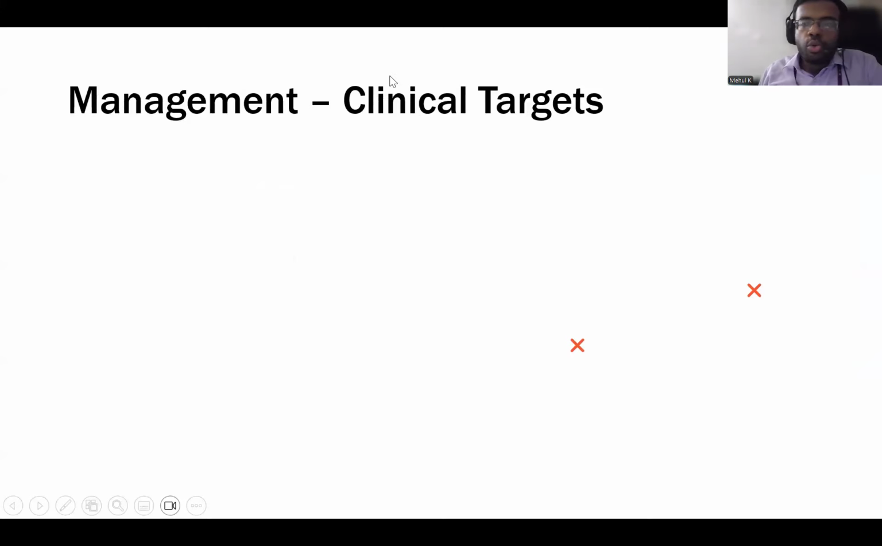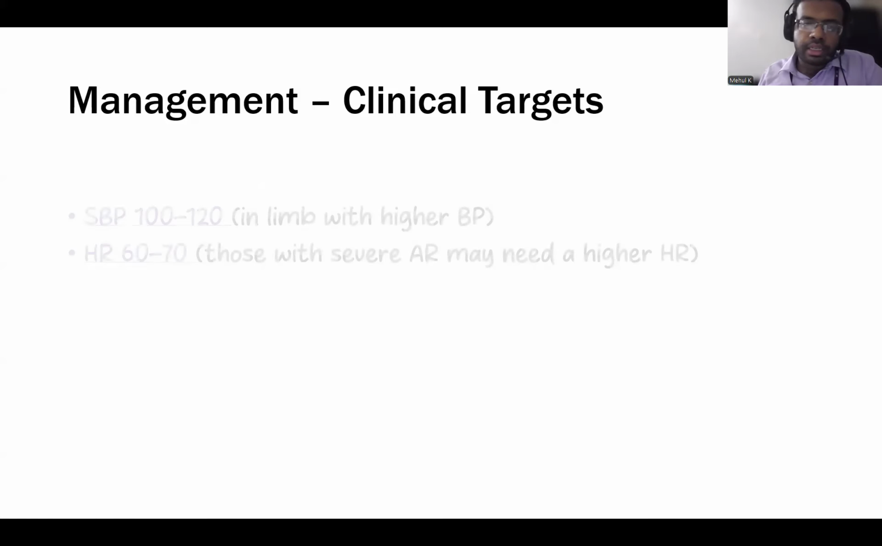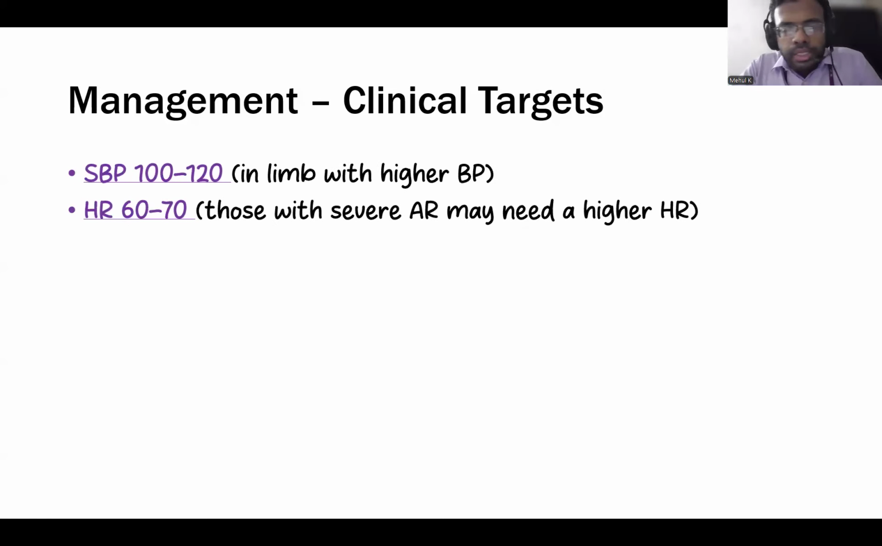Now, coming to management. So we have some clinical targets that you have to be aware of while managing aortic dissection. So you have something called anti-impulse therapy, and you will target a low systolic blood pressure of around 100 to 120 and a low heart rate of less than around 60 to 70. With the caveat that if a patient is having severe AR, and the patient has had AR for some time, maybe they might require a higher heart rate to be clinically stable. But in general, this is what is recommended in patients with aortic dissection.